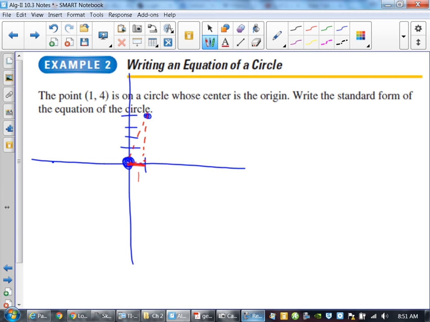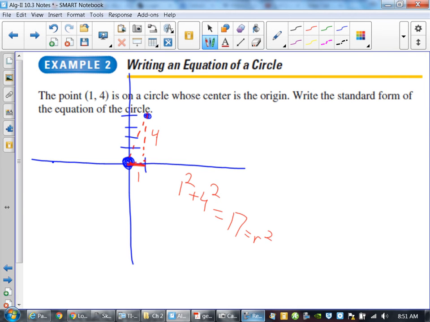So you would have done 0 minus 1 quantity squared, which is still 1. Vertical change, 0 to 4. That's still 4. So all it is, 1 squared plus 4 squared equals what? 17. But is 17 our r squared or our r? That's r squared.